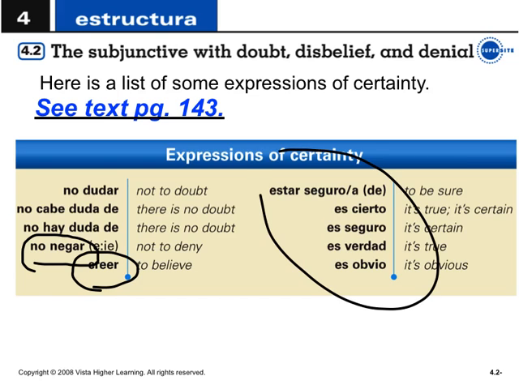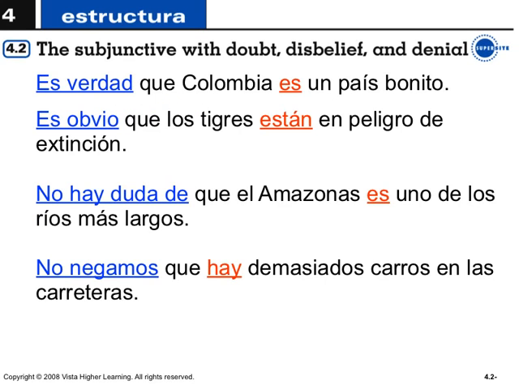And then we have these expressions right here, which are the affirmative part of what you learned in the previous list, that list that uses doubt, disbelief, and denial to trigger the subjunctive. These are estar seguro, es cierto, es seguro, es verdad, es obvio. Now in these examples right here, we can see that we have the main clause, which is all about being certain. So the indicative is used.